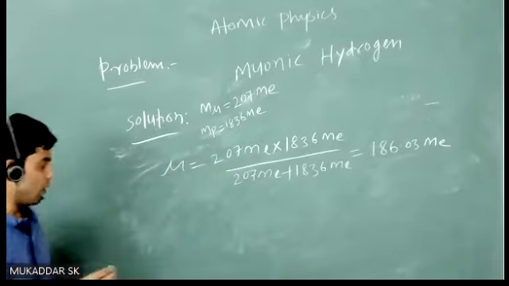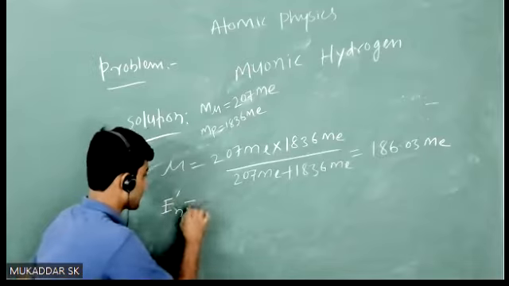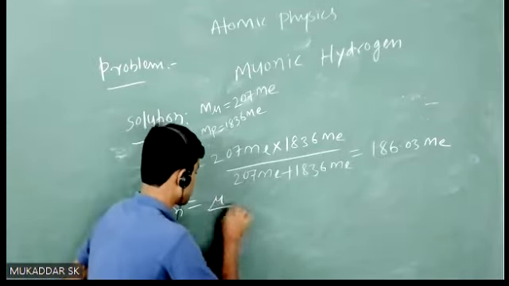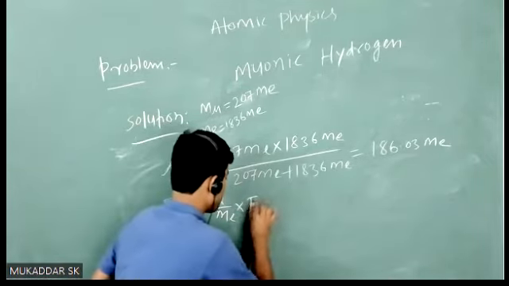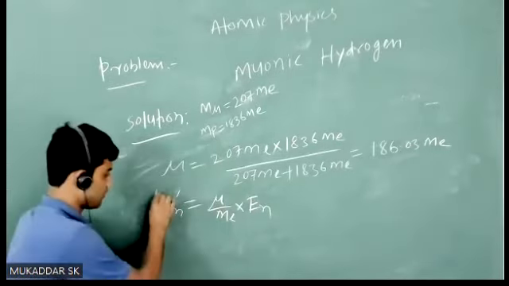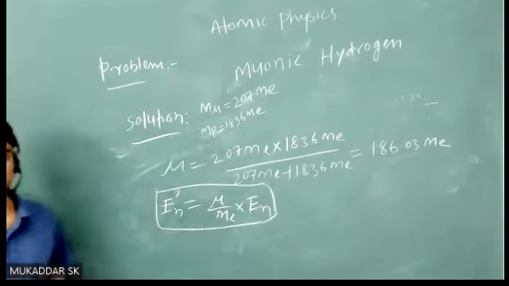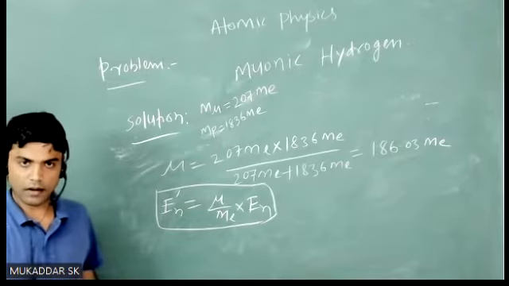Now you can proceed. How will you calculate? Let us calculate the energy of the nth level for this system, and then we'll use the formula we have derived, that is mu by me times the energy of the hydrogen atom. If you remember, last time we derived this formula, and this is very important when you go for any exam in future.